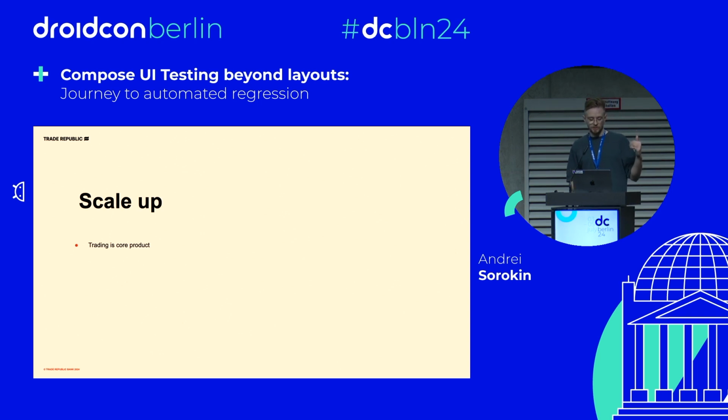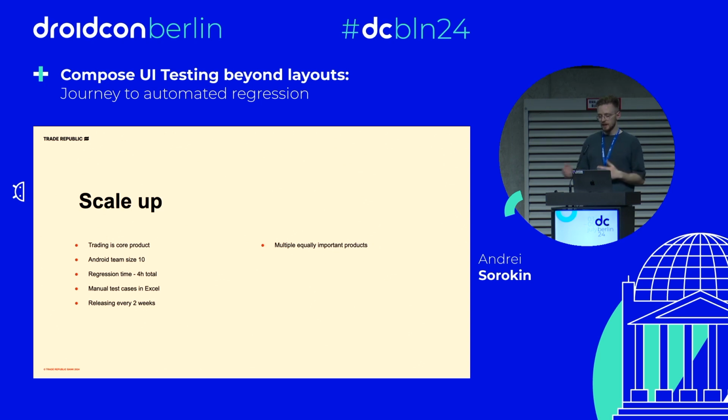So one of the parts is, OK, we have trading as a core product. We have a relatively small team. Then the regression time is kind of reasonable, and we can just store everything, manual test cases, in Excel. And then we can release comfortably every 2 weeks, and it's fine.